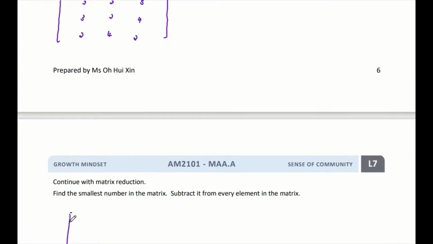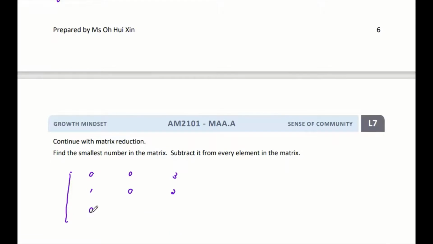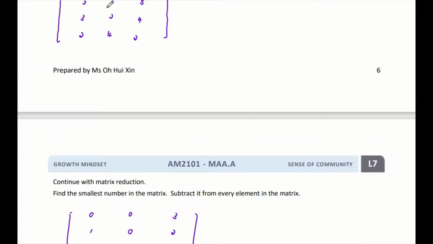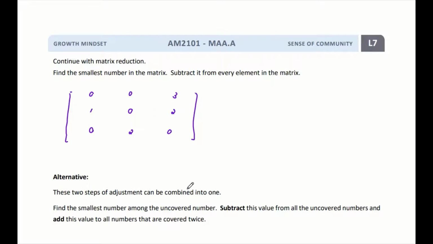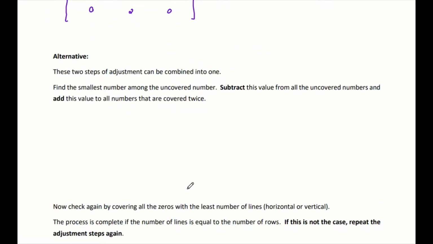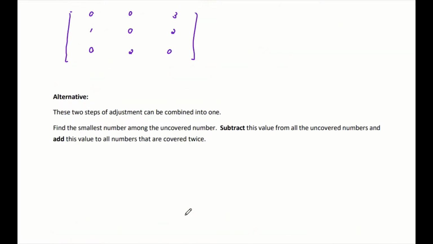Okay, so 2 minus 2, 2 minus 2, and 5 minus 2, you get 0, 0, 3. 3 minus 2, you get 1, 2 minus 2, that's 0, 4 minus 2, that's 2. 2 minus 2, that's 0, 4 minus 2, that's 2, 2 minus 2, that's 0. So the smallest number is 2, and you use all the numbers to minus 2, then you get this. Now what you need to do is continue again by checking the covering 0.